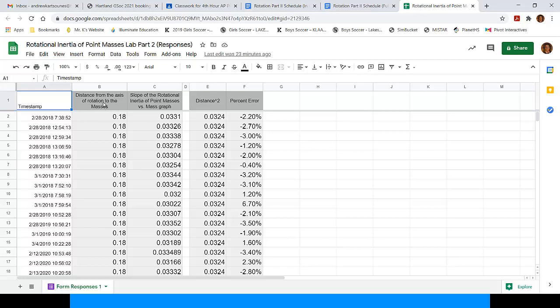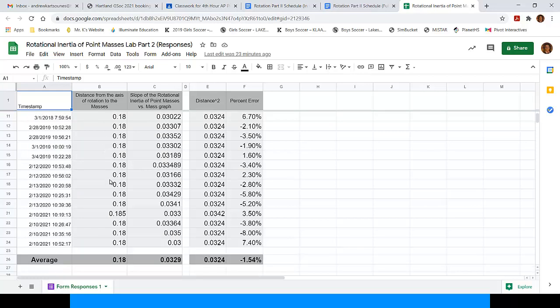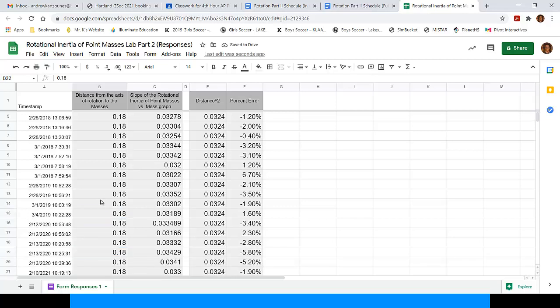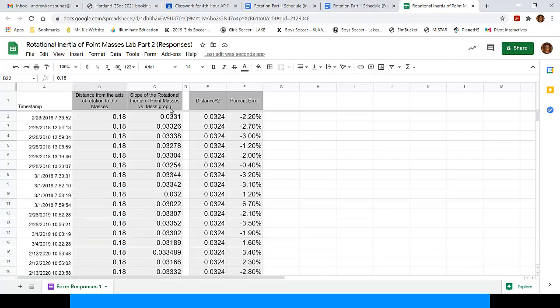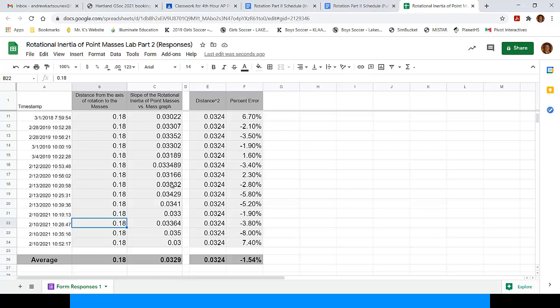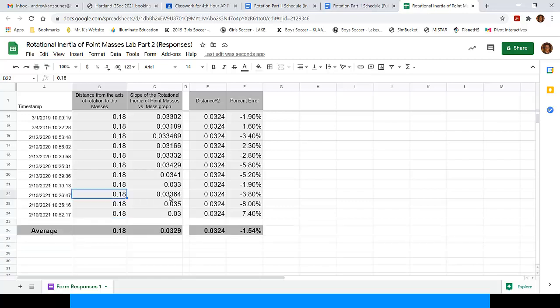We'll get there. This is the distance from the axis of rotation to the masses, which you notice is supposed to be 0.18. And yeah, that person got 0.185, and I'm going to change that because it's not 0.185. It's actually 0.18. It has to be. That's the way the equipment's set up. And then these are everybody's slopes. And you'll notice, like I said before, they're all pretty close to one another. Right? If you look at these, they're not very far apart. And as an average, it's about 0.0329.